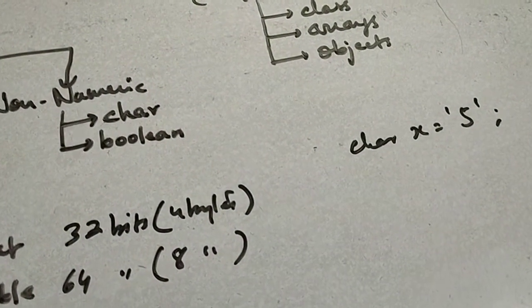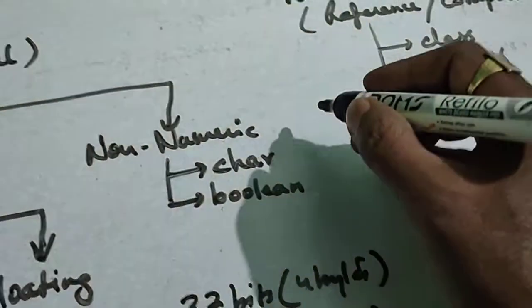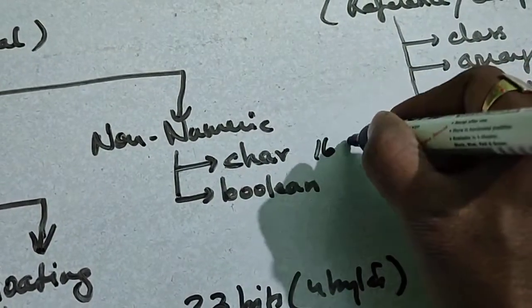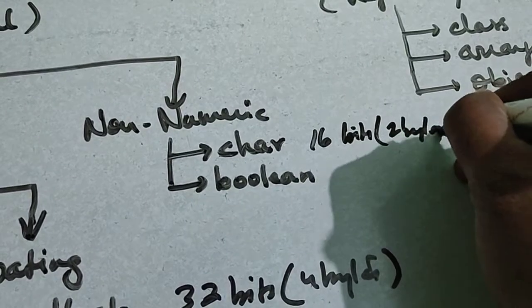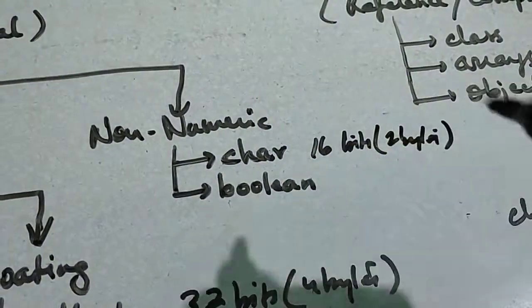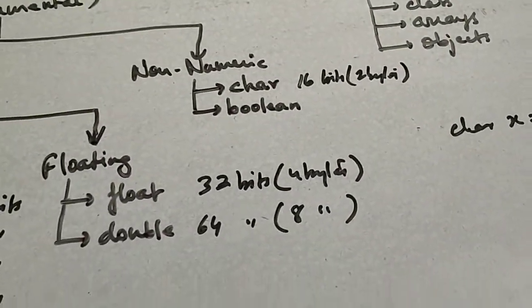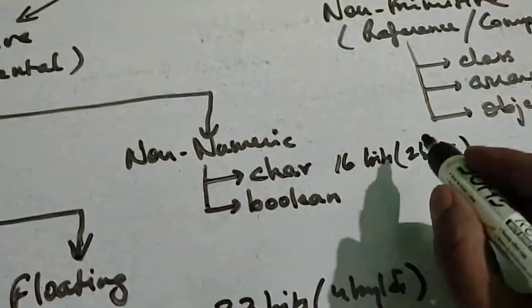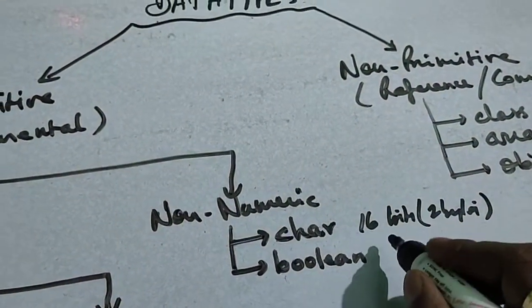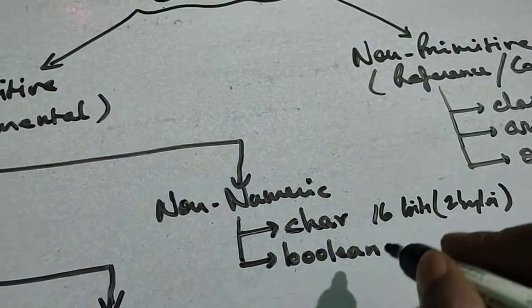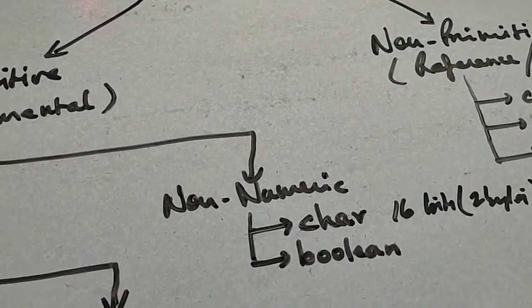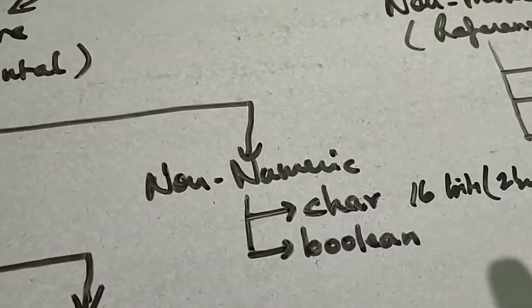Alright. So a character has 16 bits. It can store 16 bits, or we call it 2 bytes. And Boolean, of course, uses only one byte. Here it uses only 1 byte, and the rest all remains as it is.